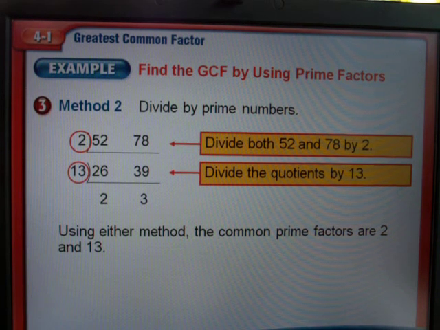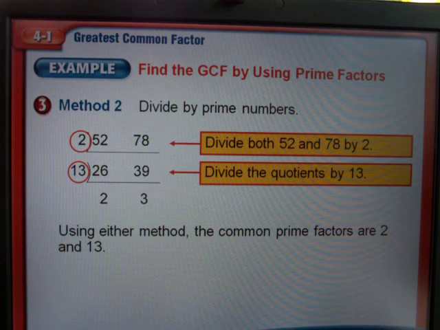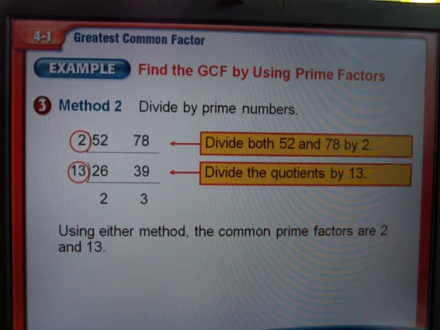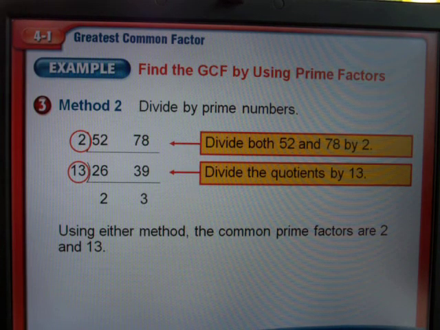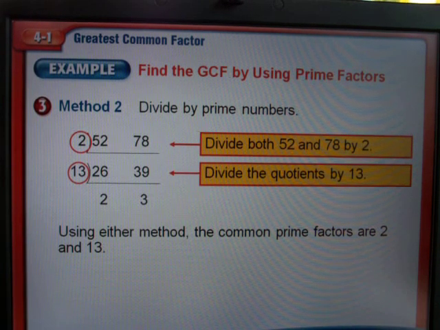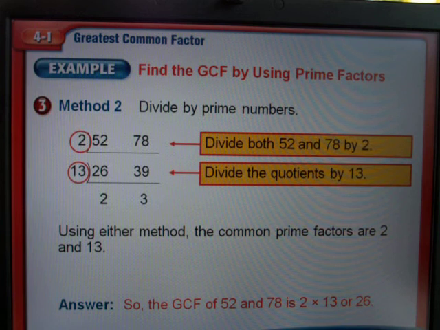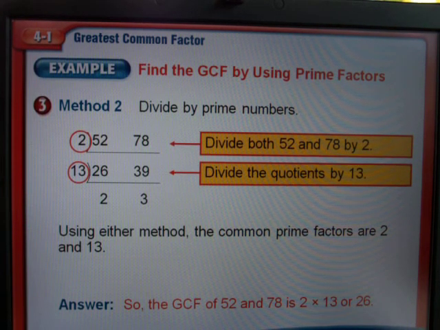It's just that you have to do this division and they want you to go upside down, and if you're comfortable with it, go right ahead. This is, like I said, using the factor tree is my preferred method. But regardless, you end up getting prime factors of 2 and 13, which means the greatest common factor is 2 times 13, which is 26.